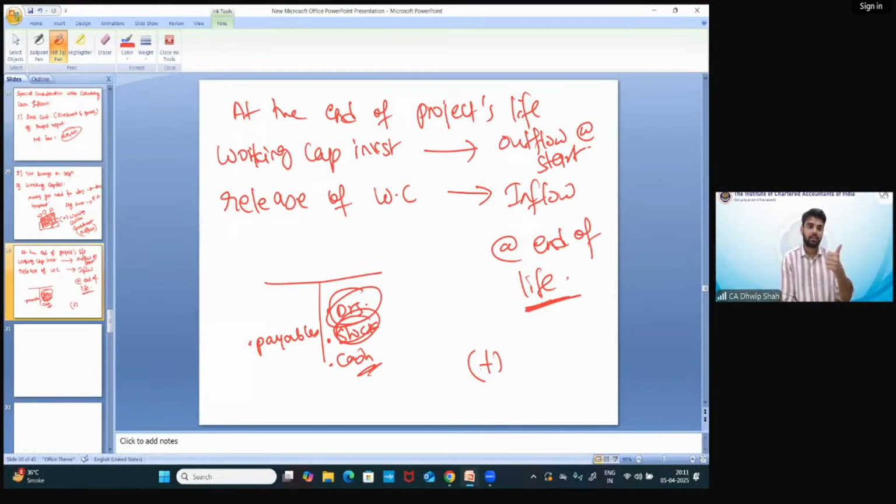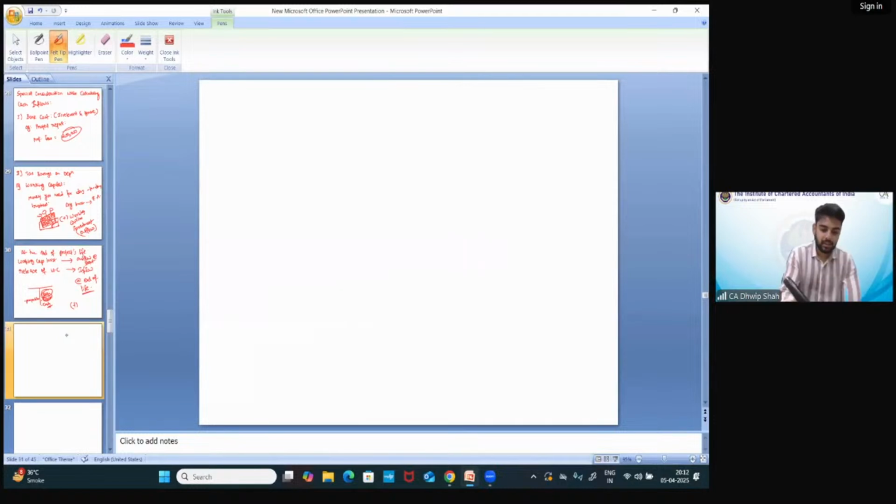Understood? So the first special point, special line item, was all about sunk cost. Sunk cost has no place in capital budgeting. The second point was depreciation. Again, depreciation by itself has no place in capital budgeting, but tax savings on depreciation has significance. So that's why we subtract depreciation first and then we add back. Third is working capital investment. At the start money went out, so it is an outflow, but at the end of life you will get back that investment. So that is release of working capital, an inflow, correct? And you have to discount it with other cash inflows. Okay?